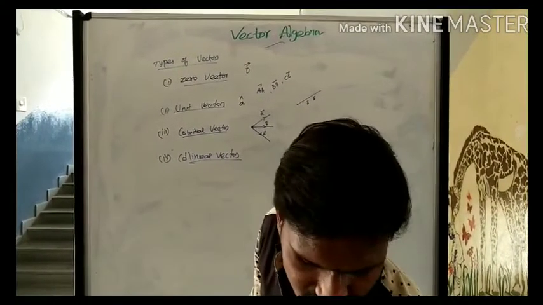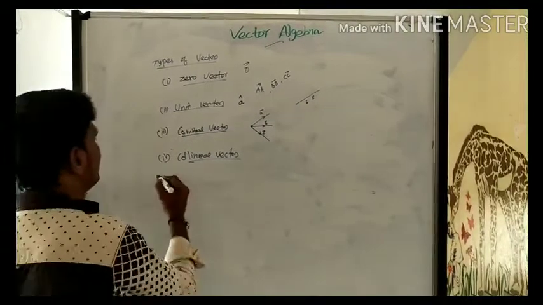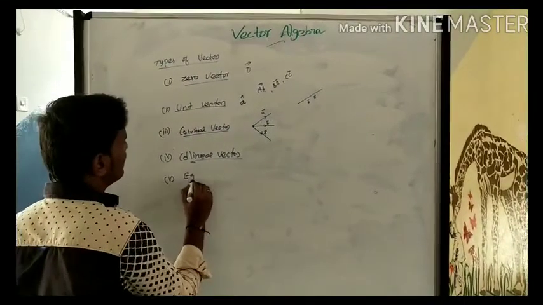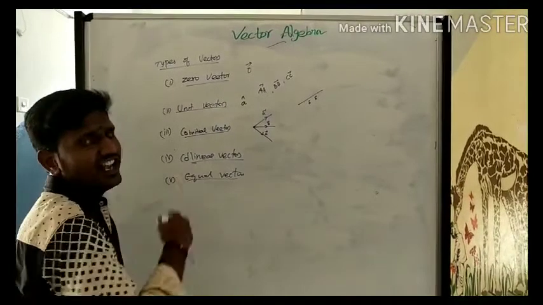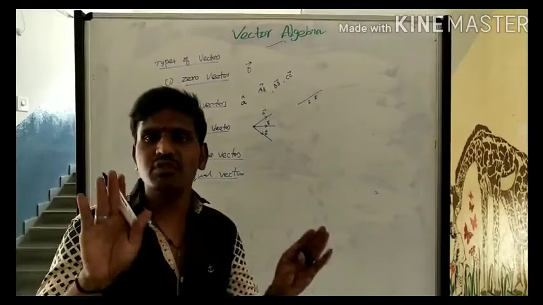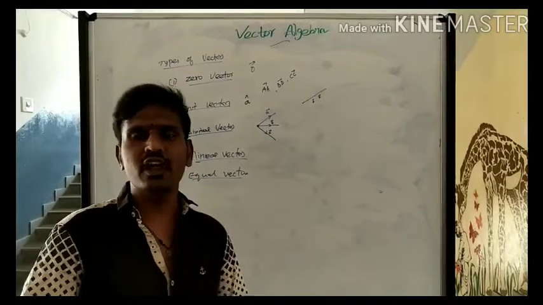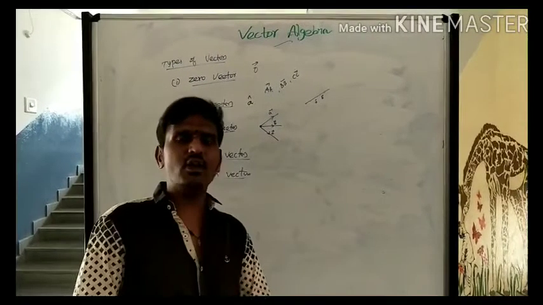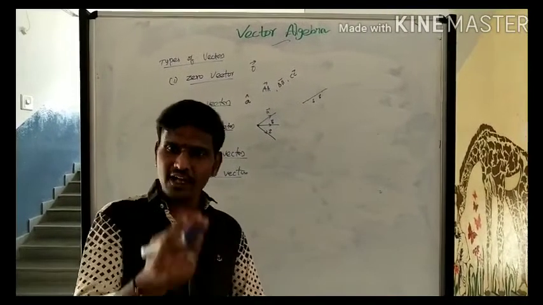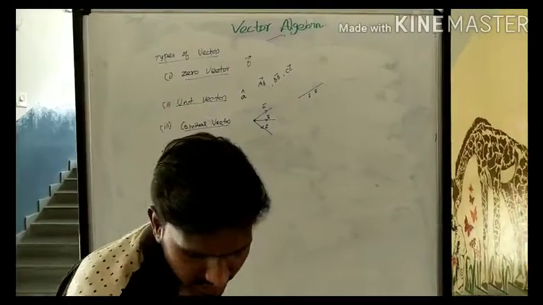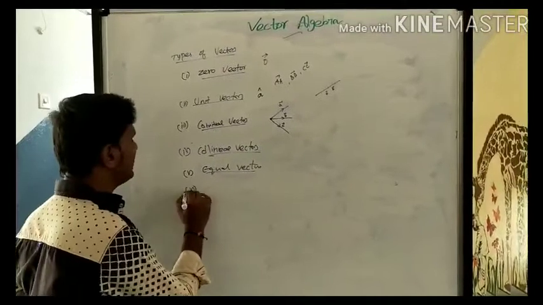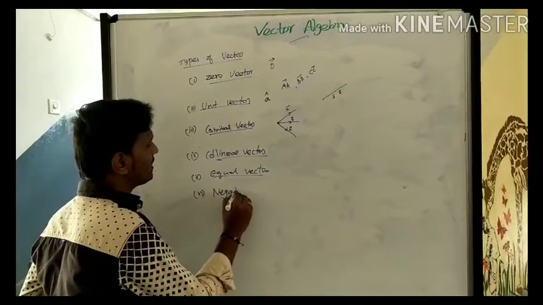And the next type is equal vector. Fifth one is equal vector. Equal vector, you already know from the name. Equal means they have the same length, the same magnitude. When two vectors have the same length or same magnitude, that is called equal vectors. And finally, we are going to mention the negative of a vector.